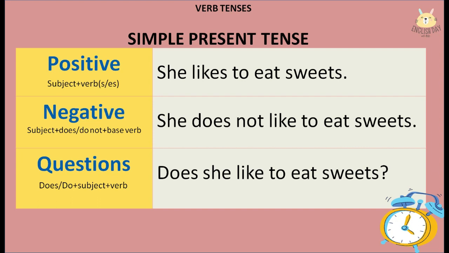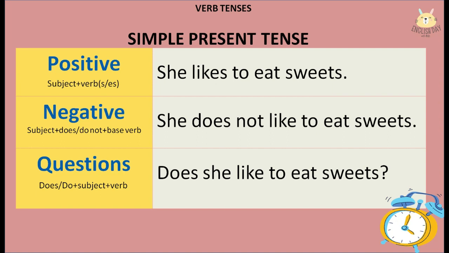Let's have an example. She likes to eat sweets. Our subject is she, which is in singular, and our verb is likes, which is also in singular. As you can see, they both agree with each other. We cannot say she liked to eat sweets. Our verb is in plural form while our subject is in singular form. They do not agree. Therefore, this is incorrect.